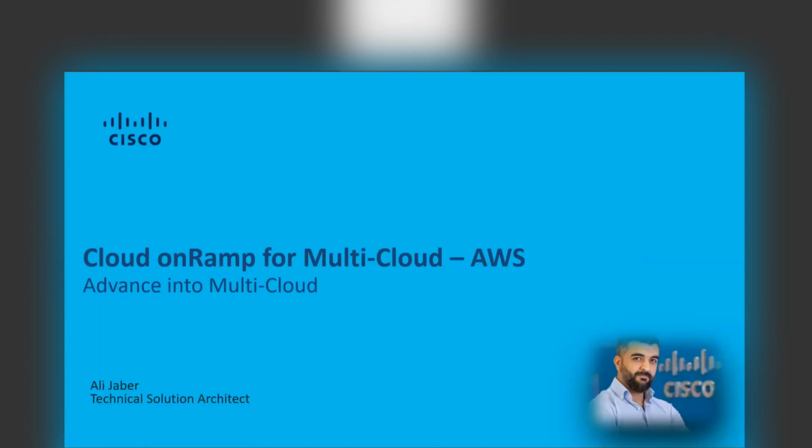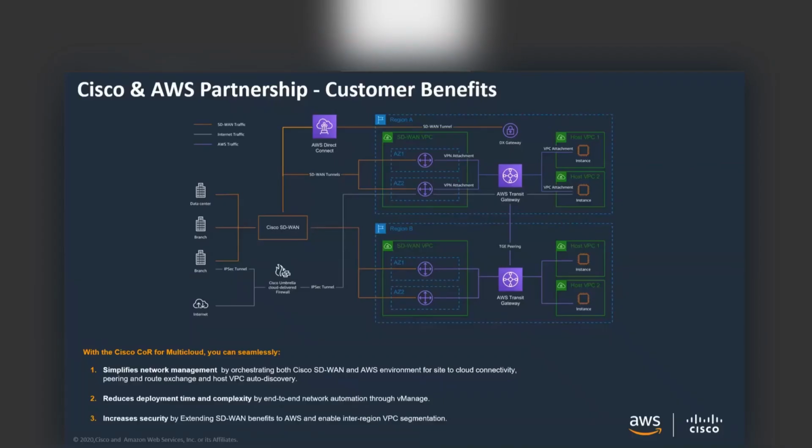In this demo, we are going to explore cloud on-ramp for AWS Multi-Cloud with Cisco SD-WAN. Before we get into the demo, let's quickly set up some context. With the cloud adoption today, organizations require secure and seamless connectivity between branch sites and their workloads running on the cloud. Based on the size of an organization, we may have more than one or two virtual private clouds.